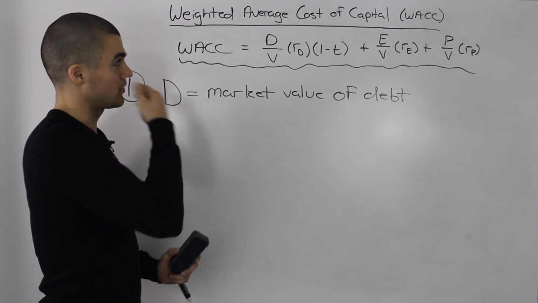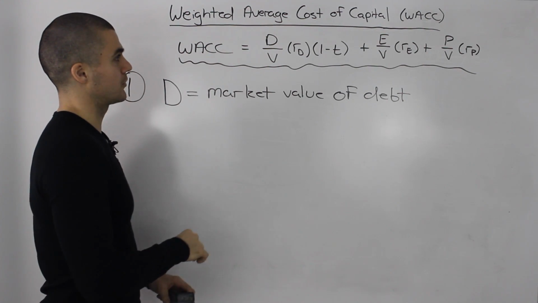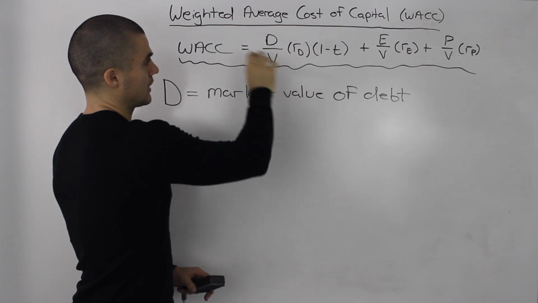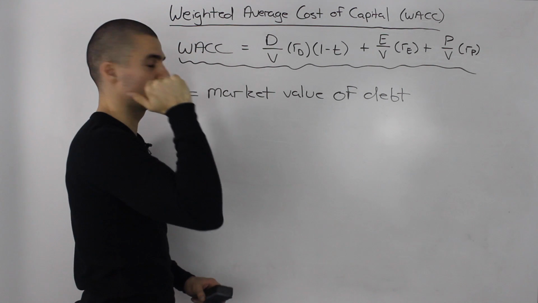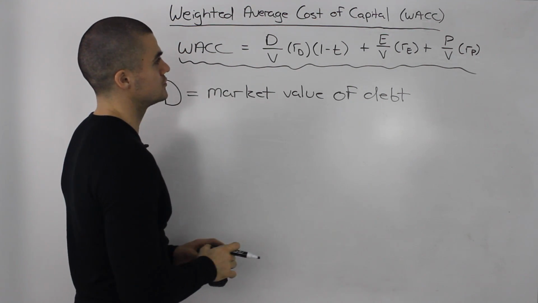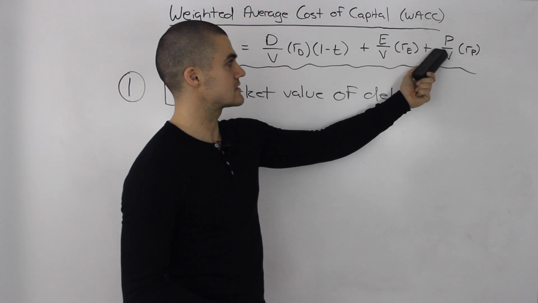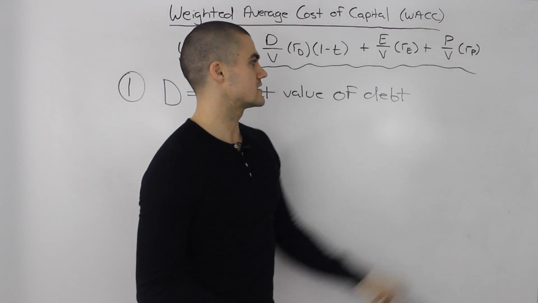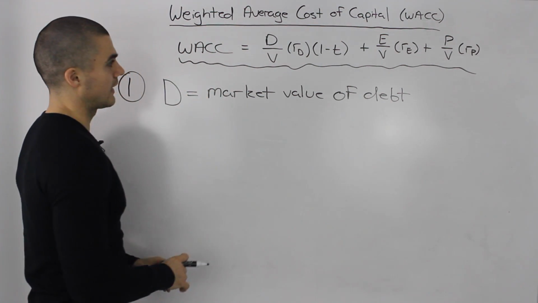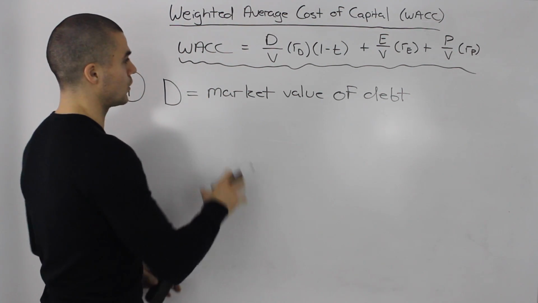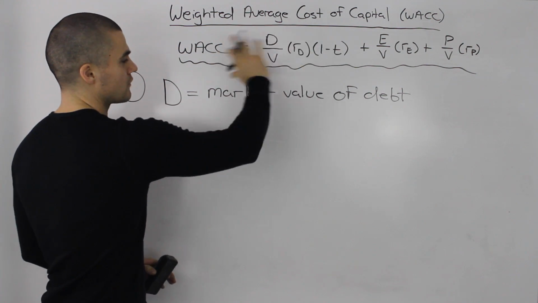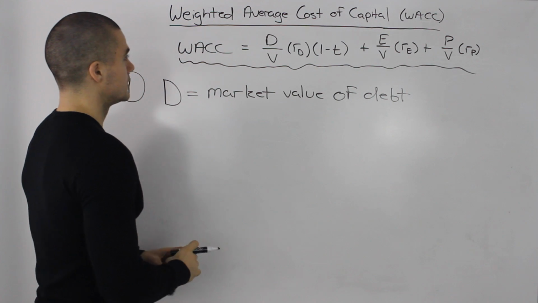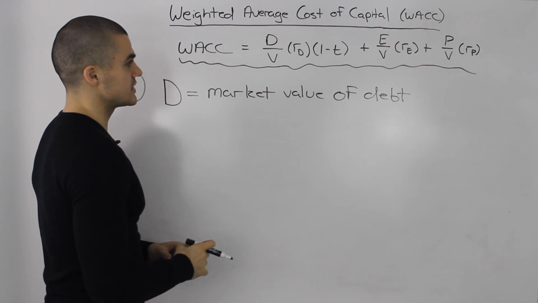Alright, so continuing on with the weighted average cost of capital. I wrote down the whole formula here for you. I broke down this formula in the video before, so if you didn't watch it, make sure you do. And I also added this preferred shares portion here, so this P over V times RP. Now we're going to go through each part of this formula and break it down into a little more detail, so it should help you see it clearly.